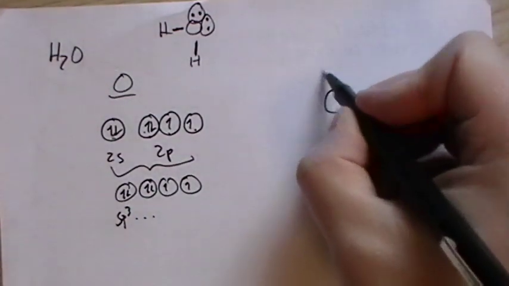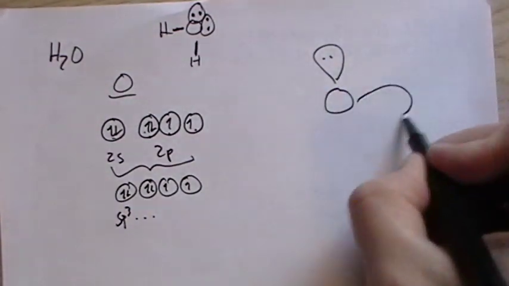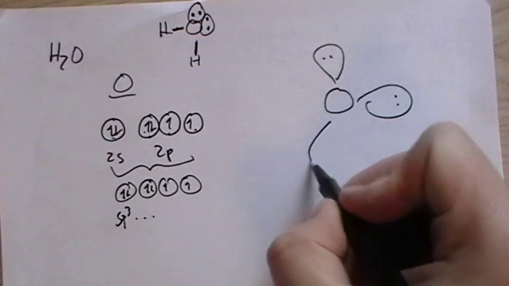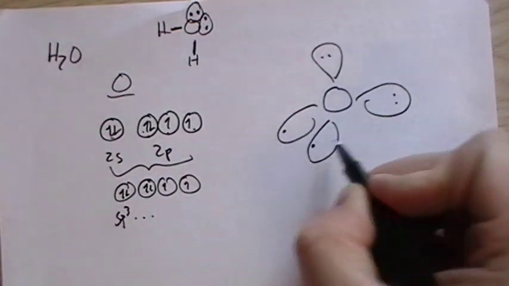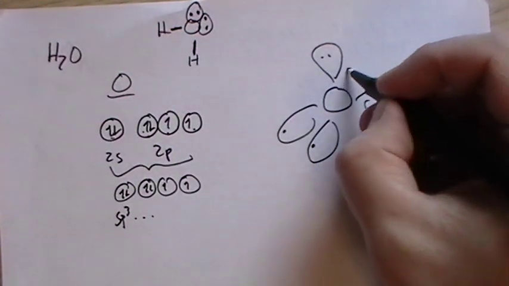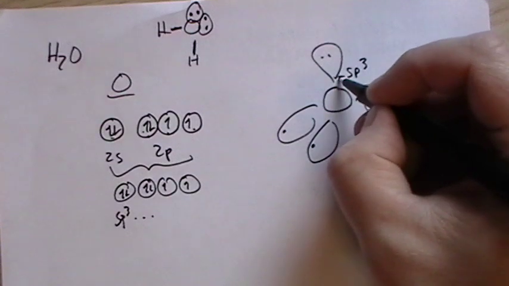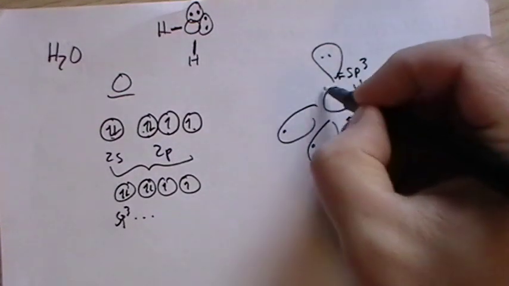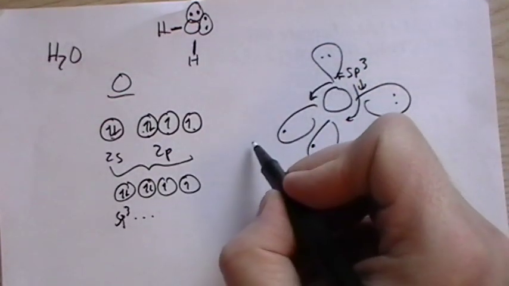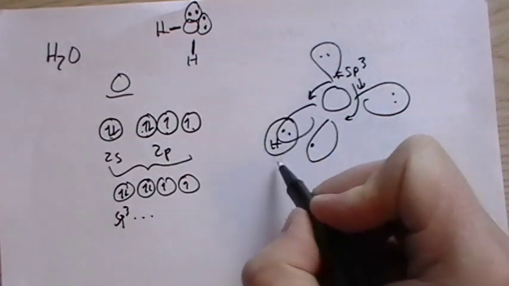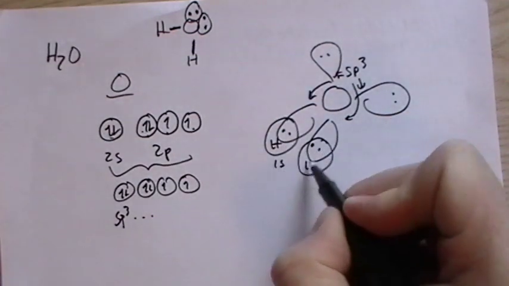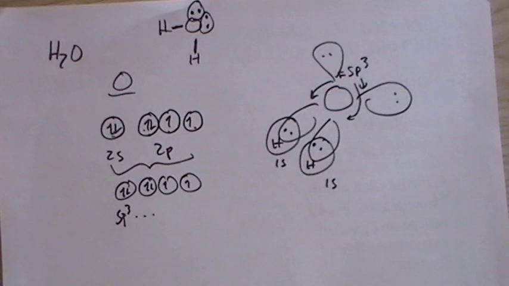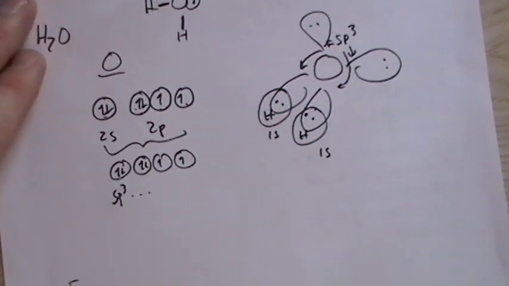Then oxygen, you'll have 2 lone pairs. You'll have 2 half-filled orbitals. These are all sp3s. There, there, there, and there. And then you have the hydrogens that come in with their 1s. And labeling those orbitals that are coming in will be very important.